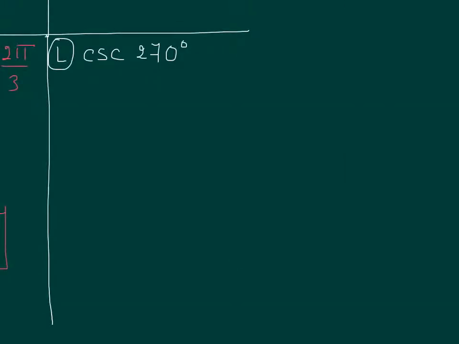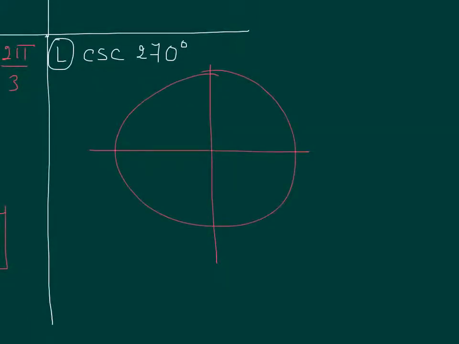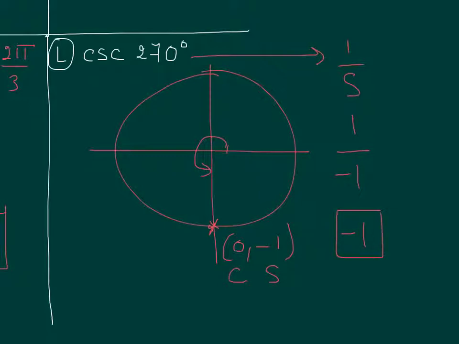Part L, we're going to draw the angle 270. And as you can see, when you draw 270, you're going to end up on the y-axis. We cannot draw a right triangle. We label the point as 0, negative 1. That's a cosine, that's a sine. To answer the question, that's the reciprocal of a sine. The sine is negative 1, so the answer is simply 1 over negative 1 or negative 1.